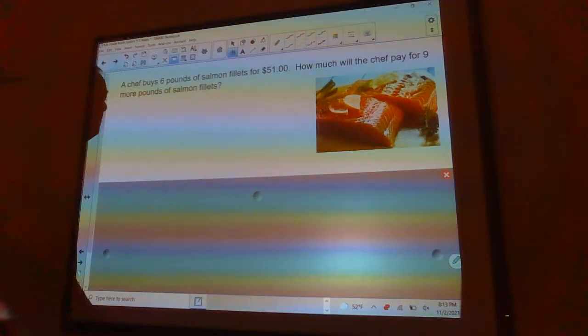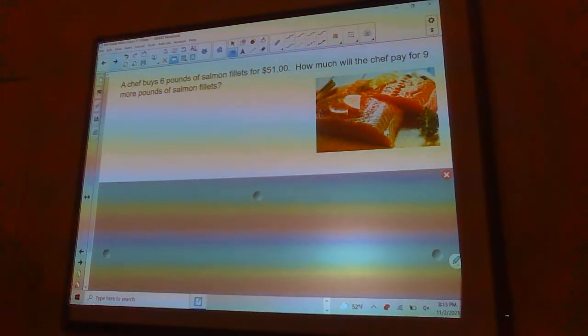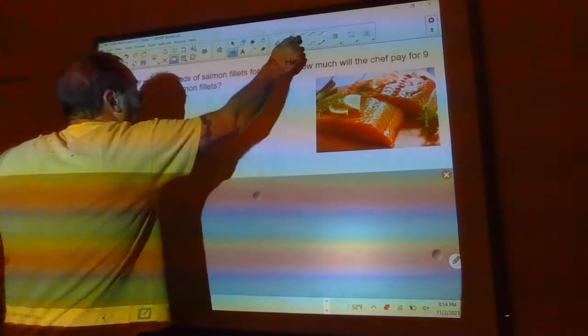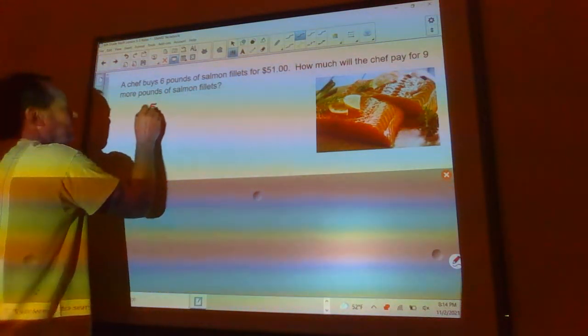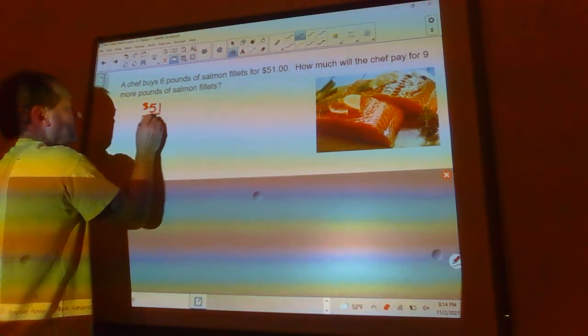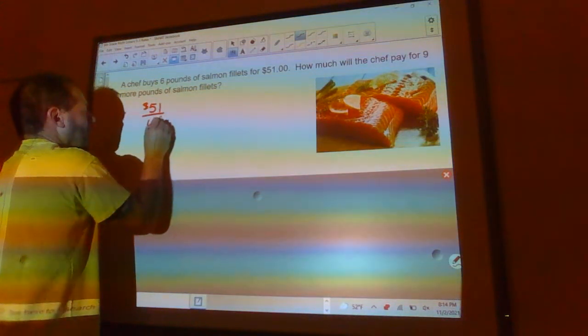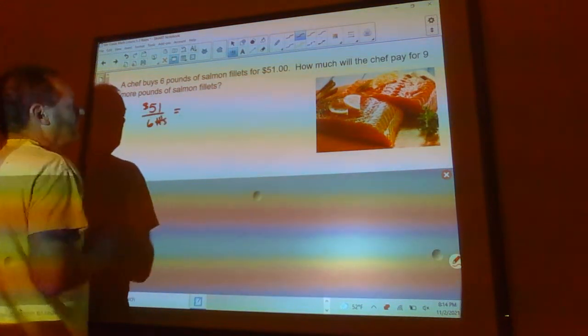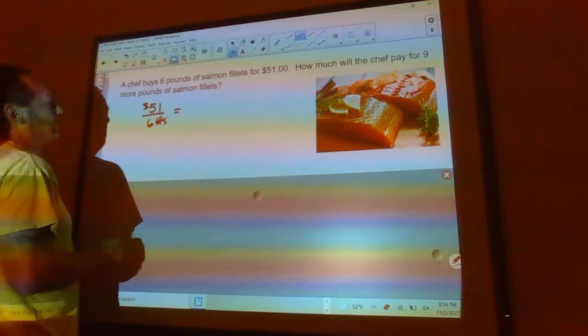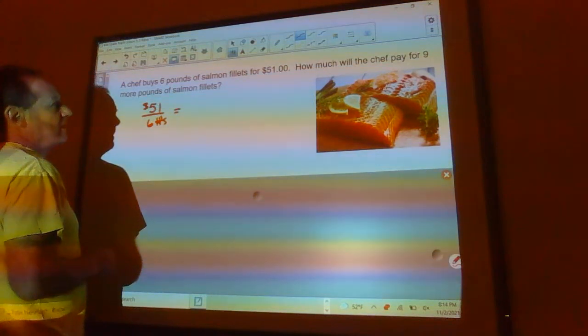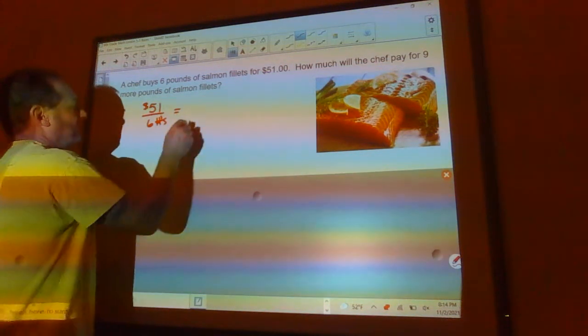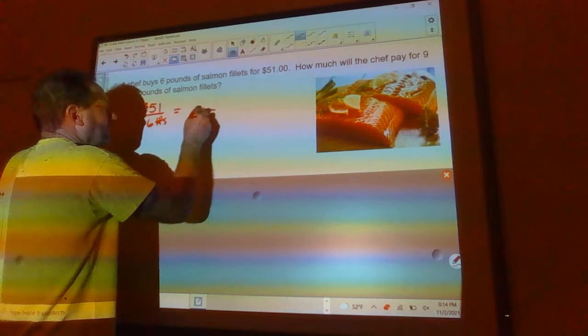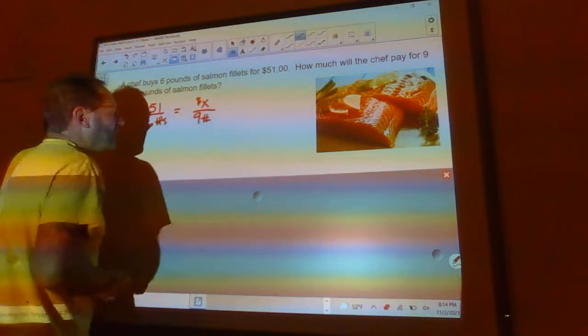Okay. A chef buys 6 pounds of salmon fillets for $51. How much will the chef pay for 9 pounds of salmon fillets? Okay, so he spends $51 to get 6 pounds. By the way, this is a pound sign. Okay? So you want to know, he wants 9 pounds. How much do you pay? X dollars, right?